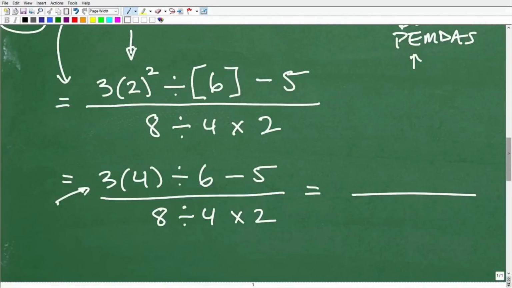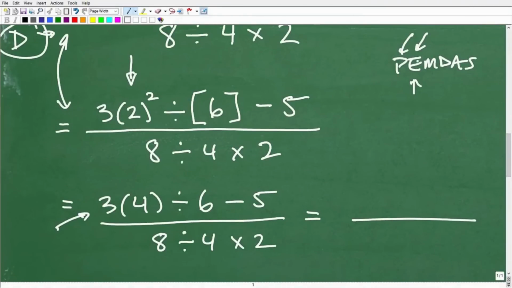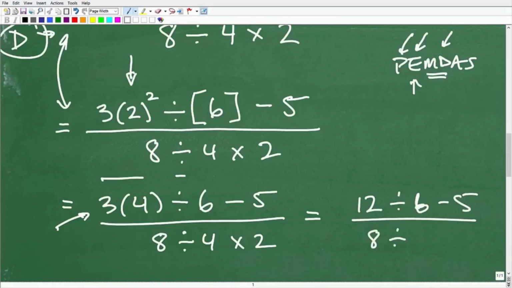So are there any more powers? I don't see any more powers, right? So we're good there. So now I'm going to look at multiplication and division. Remember, I'm going to look at this as a bundle, right? So is there any multiplication and division? Yes, there is. This is multiplication, and then I got division here. So which comes first? Well, multiplication comes first from left to right. So we're going to go ahead and write that down there. So 3 times 4 is 12 divided by 6 minus 5. And then I have here 8 divided by 4 times 2.